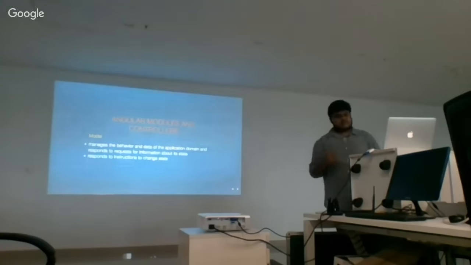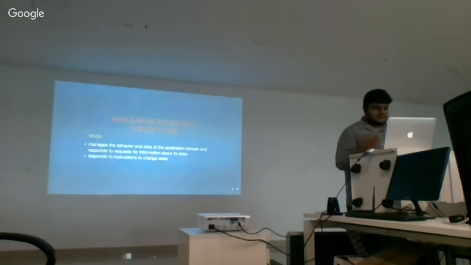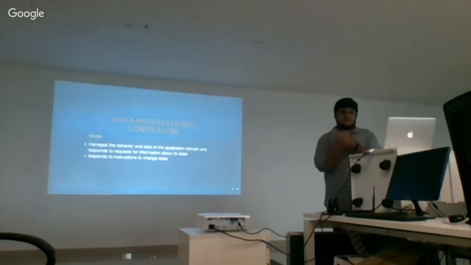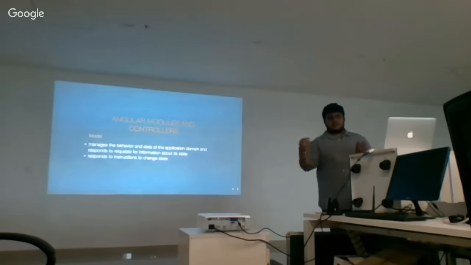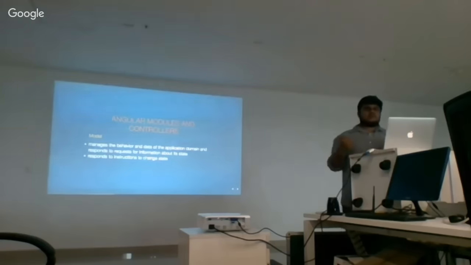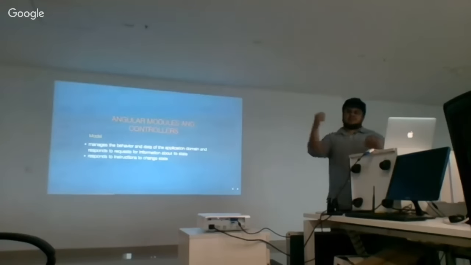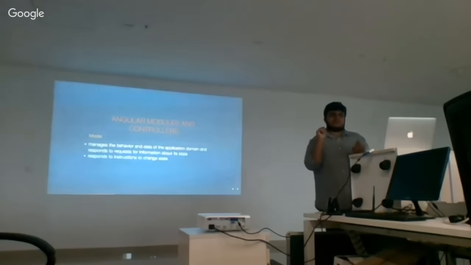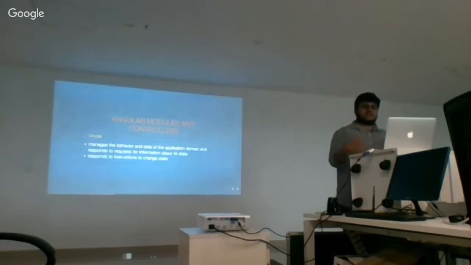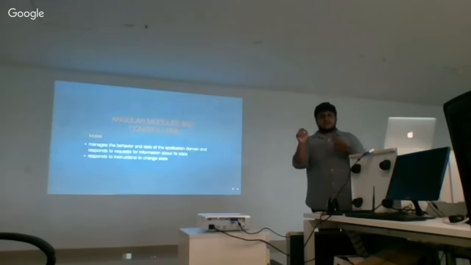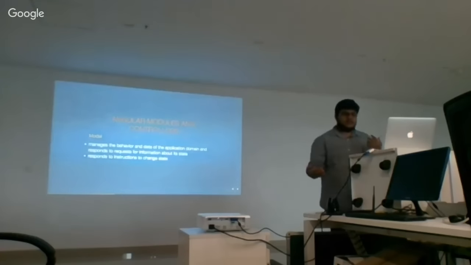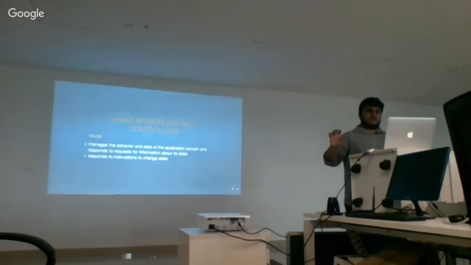So the first component in the MVC framework is the model. What the model does is manage the behavior and data of the application domain and respond to requests for information about its state. Suppose you have a database, and you have a view that is shown to the user. Suppose what is shown to the user is personal information, and the user wants to change his personal information. So he edits a field and then clicks the update button at the bottom. What happens here is, you have a view there and you have a model here.